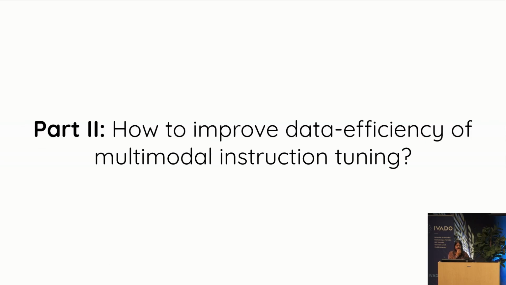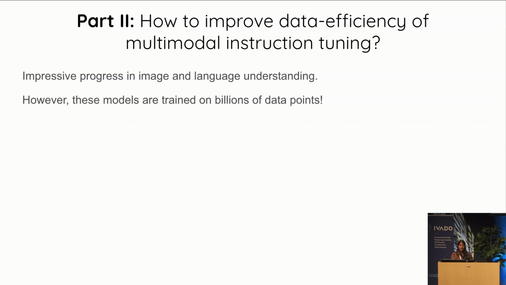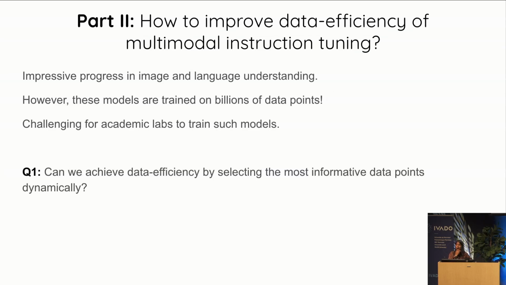All right. So that was the first part of my talk, which was building an RL-based agent for image editing tasks. Now I'm going to focus more on the multimodality aspect itself, right? So all of these multimodal models, even the models that you're probably using for agents, are trained on lots of multimodal paired data, right? Images and language data. So these are trained on billions of data points, which is clearly challenging for academic labs to train such models. So basically, we were asking two questions here.